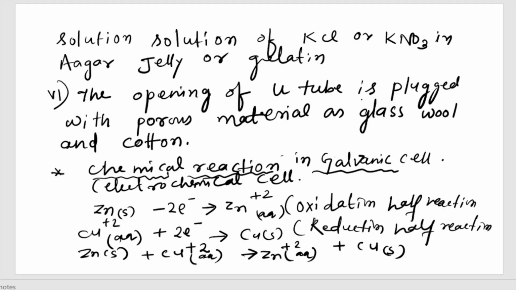Glass wool or cotton you can put over the porous opening. The opening is plugged with porous material, that is, the opening is closed with the help of glass wool or cotton.